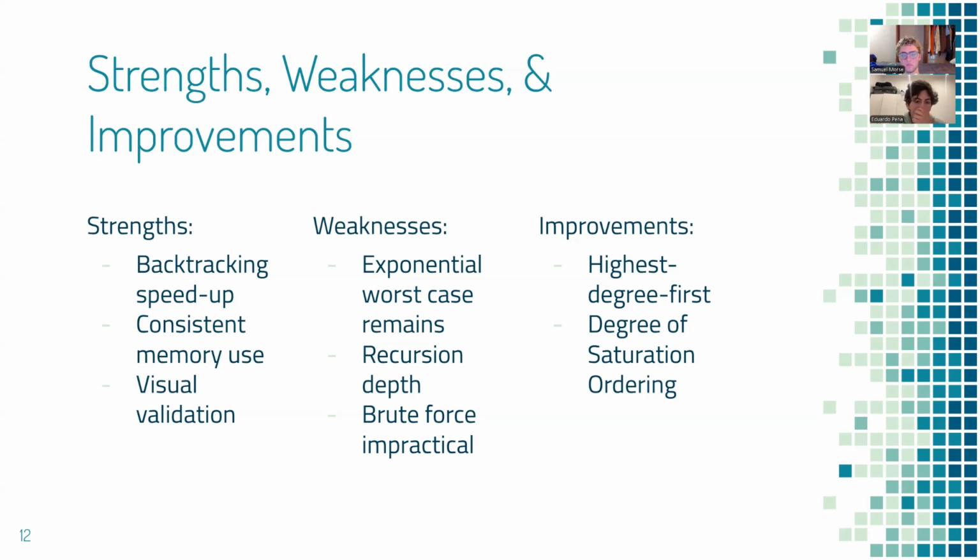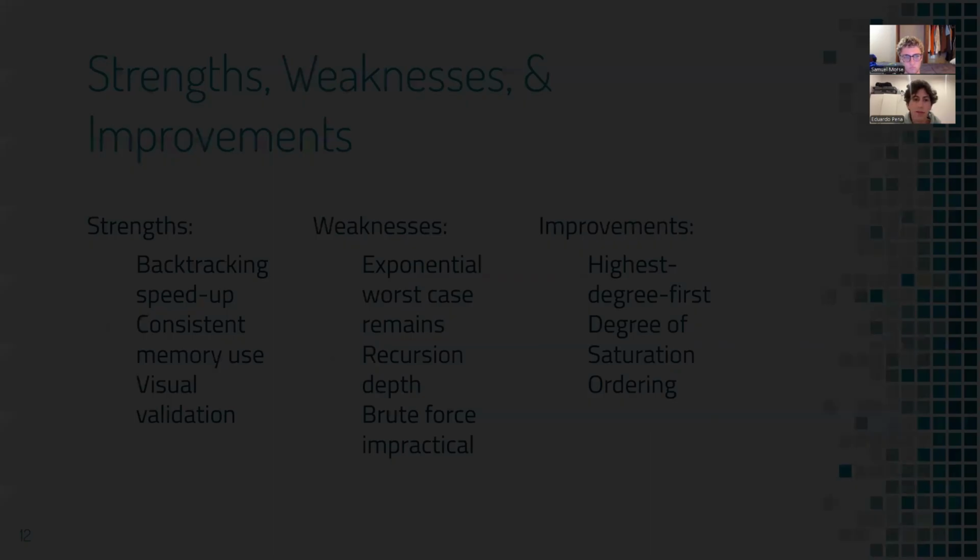Some improvements would be highest degree first, since this cuts average runtime even further. It moves the hardest vertex to the top and triggers the pruning sooner. We also have degree of saturation ordering, which picks the vertex with the fewest legal colors left, and is a quick addition that will let us solve a graph roughly twice as large before the runtime spike.